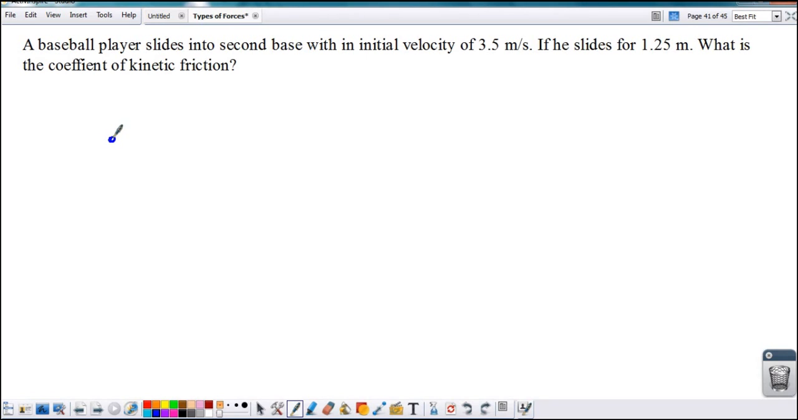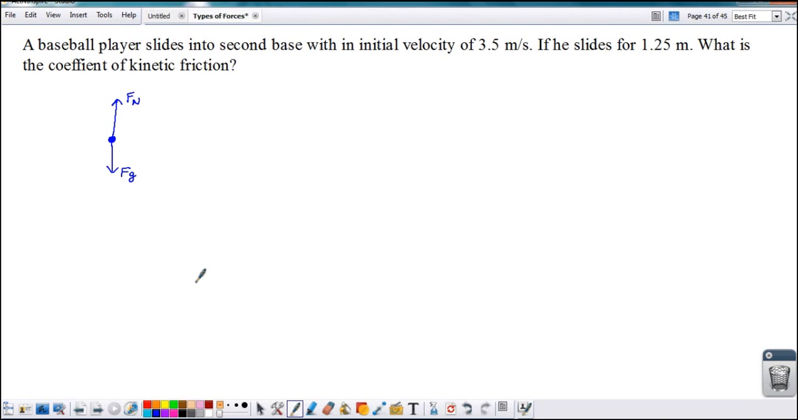So here's my baseball player. He is sliding into second base. So he's on Earth's surface, so there is a gravitational force. He's on Earth's surface, so there is a surface. Therefore, there's a normal force. I'm going to say that this field is horizontal, therefore normal or perpendicular to horizontal is vertical.